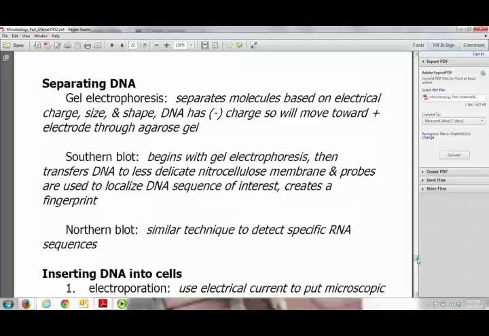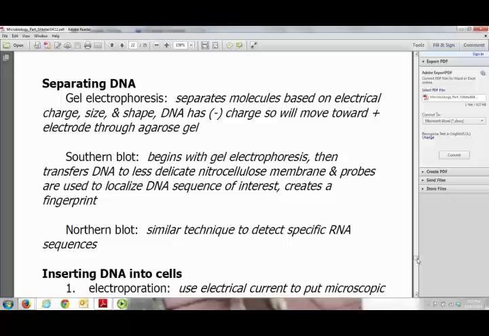So sometimes we want to be able to separate DNA, and this is done in one of your virtual labs. You're going to do gel electrophoresis for this, and it separates the molecules based on the electric charge, the size, and the shape. DNA has a negative charge, so it's going to move to the positive electrode through an agarose gel.